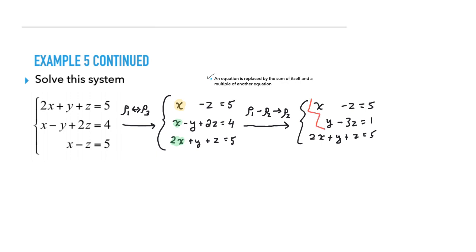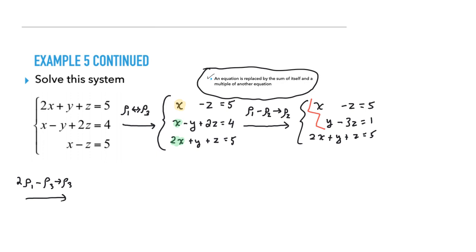My next step would be to try to wipe out the 2x using a similar strategy. And so I will take row 1, or equation 1, multiplied by 2, so that I have 2x minus 2z equal 10, and then subtracting row 3 and placing that in where row 3 was. Again, using Gauss's strategy of taking an equation, replacing it by the sum of itself and a multiple of another, sum or difference, of course. And now my system is starting to look like echelon form. x minus z is equal to 5, y minus 3z is equal to 1. And then if I take 2x minus 2z equal to 10 and subtract 2x plus y plus z equal to 5, I'll get negative y minus 3z is equal to 5.